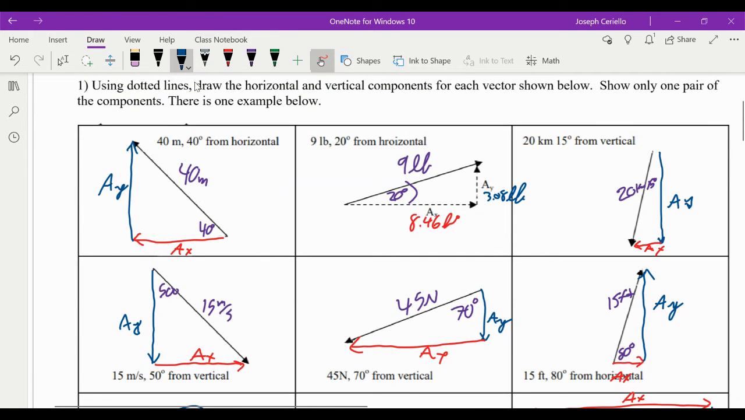So for the first one, to get AX, we're going to do A times cosine theta. Watch out though. It's not 40 degrees. It's the angle with respect to the positive x-axis. So the angle we actually have to use is not 40 degrees, but 140 degrees. I know, it's a little bit tricky.